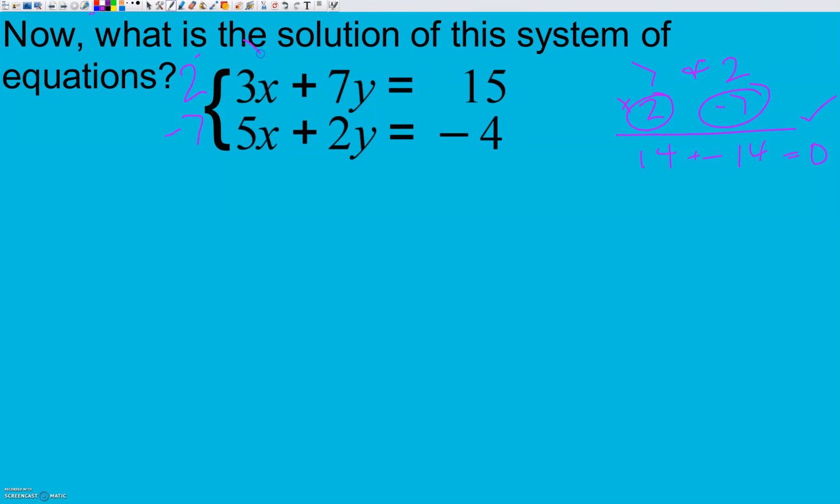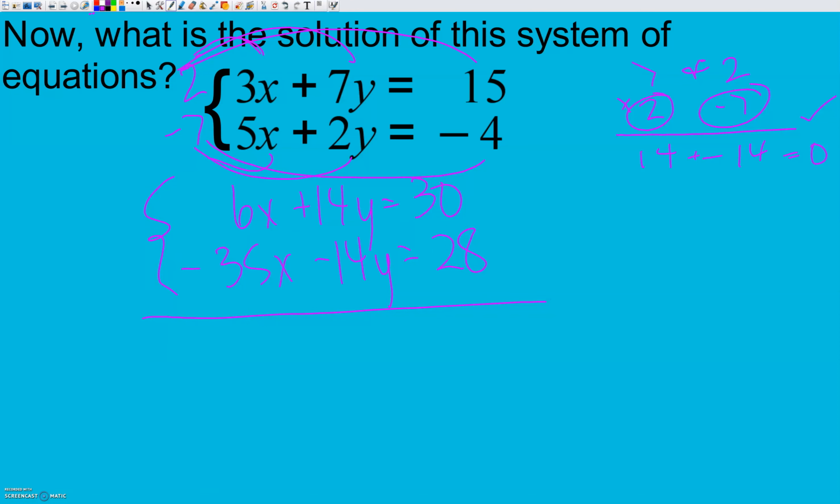And when I do that, I distribute to the entire equation. If we change one piece, we have to change the entire thing. So I get 6x plus 14y equals 30. And I get -35x minus 14y equals positive 28. Double check both your numbers and your signs.